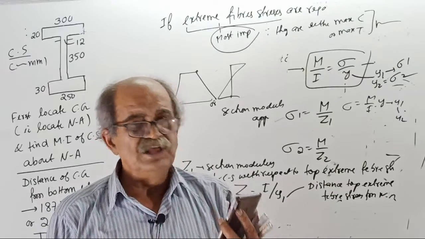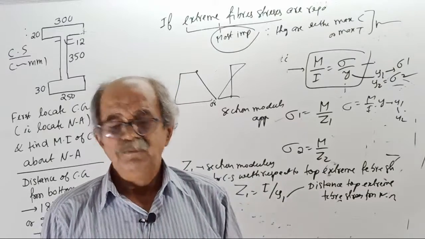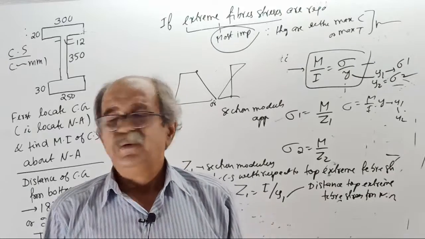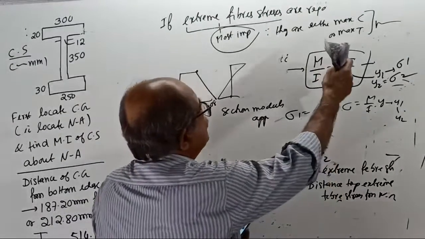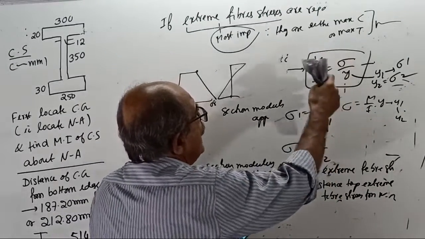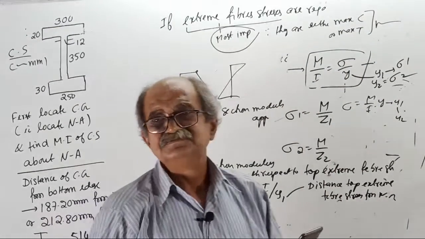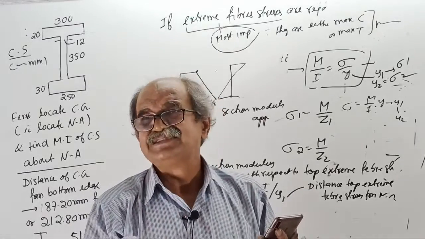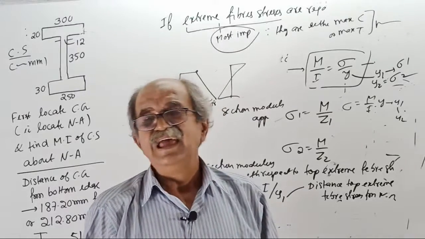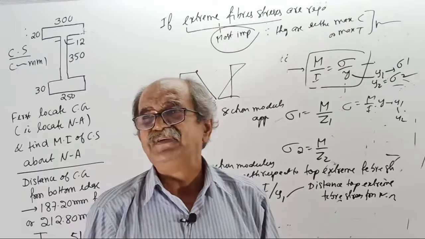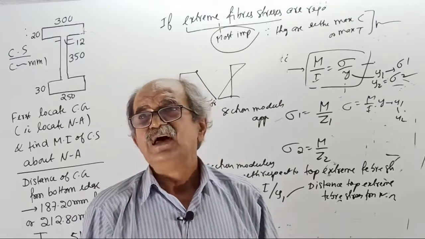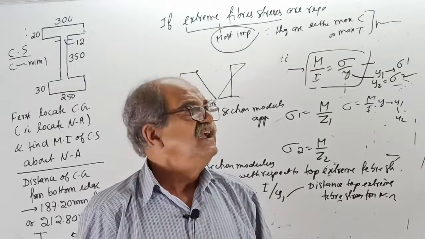Basic and section modulus both are same. Yes, both are same. Sigma equal to M by I divided by Y, I by Y1 is Z1. Both are same. If I solve the problem by the basic equation or by section modulus, I am not going to check the answer. It has to come same.